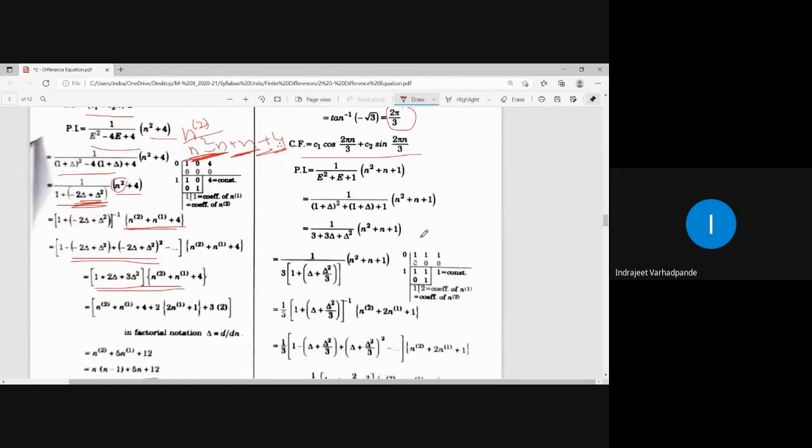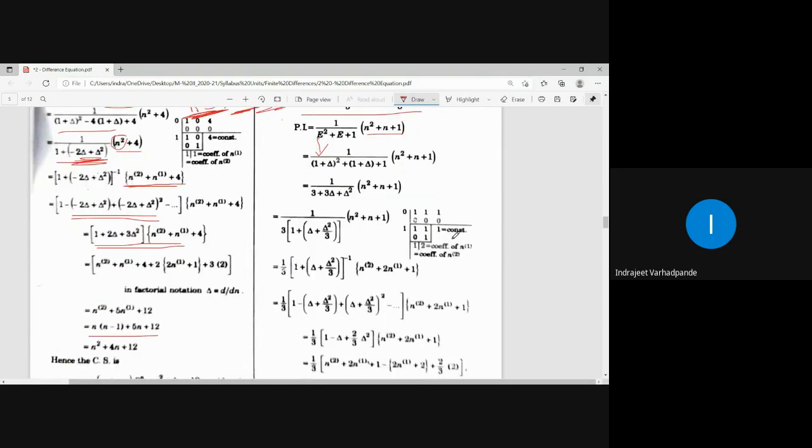For particular integral, I want it in the form of delta. E should be replaced as 1 plus delta to be operated on n square plus n plus 1. Do the polynomial division, simplify it. From the denominator, take lowest degree term 3 outside, so that it will give you 1 plus some term or 1 minus. As the degree of the polynomial is 2, degree of factorial polynomial will also be 2.